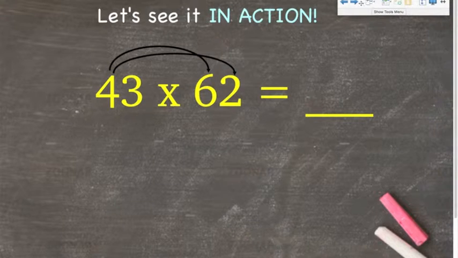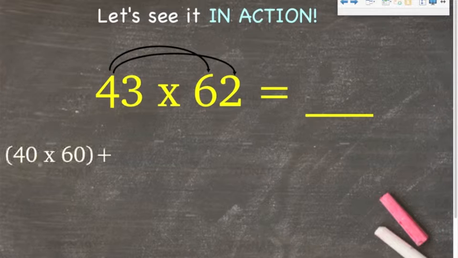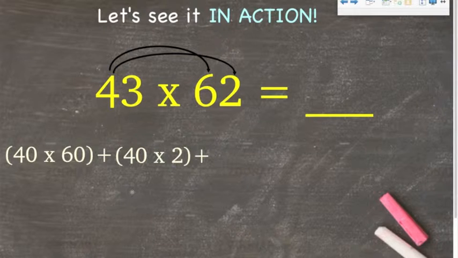So now what I've essentially done here is I've taken this 43 and I've broken it down, and I'm using my tens place first. So my first expression that I need to write down is my 40 times 60. So I have 40 times 60. Now I've also taken that 40 and I've distributed it to the 2. So my next expression will be 40 times 2. So remember, so far I've got 40 times 60 and 40 times 2.